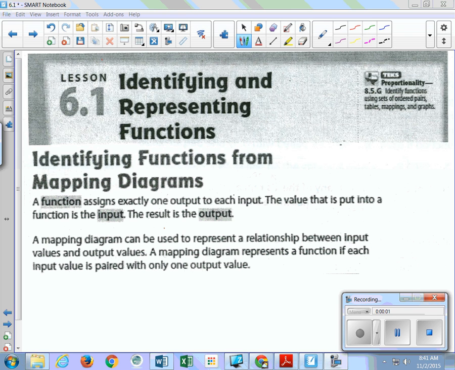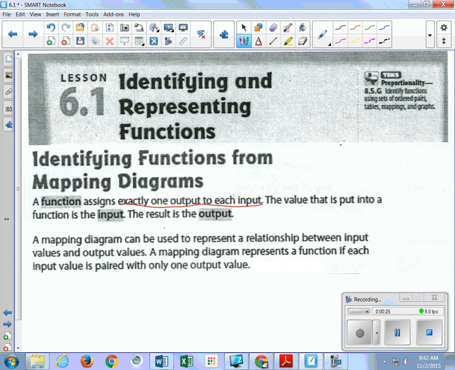Today we're doing 6.1, identifying and representing functions. So identifying functions from mapping diagrams. It says a function assigns exactly one output to each input. This is the most important part of this lesson. The value that is put into a function is the input. The result is the output. So what you put in is the input, and what you get out is the output.